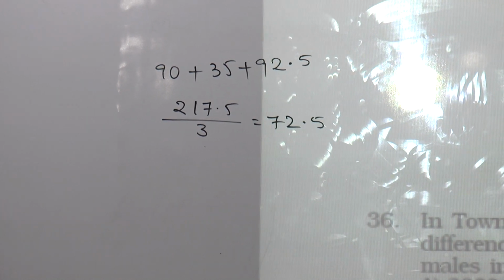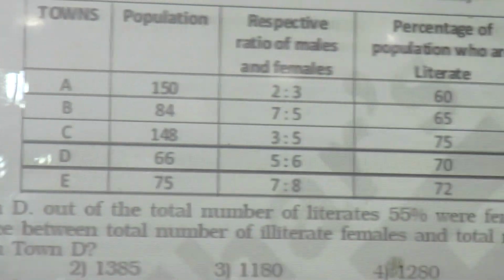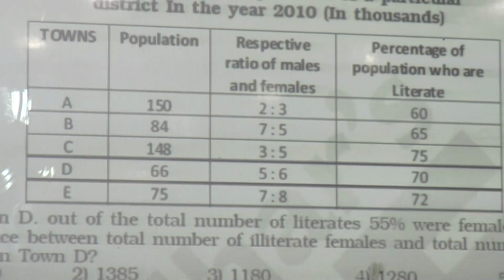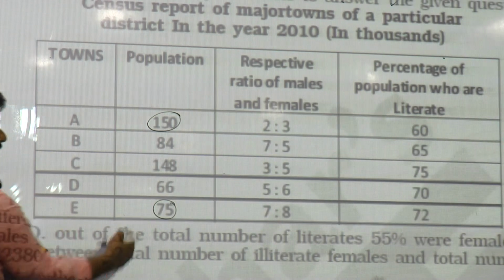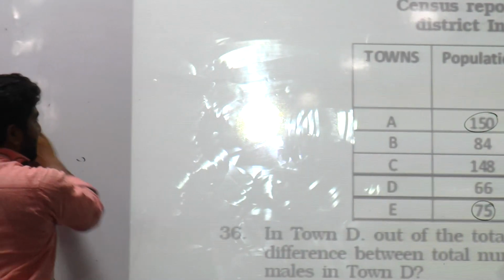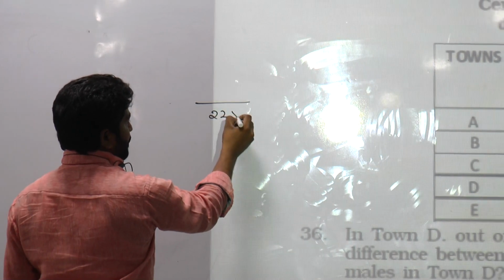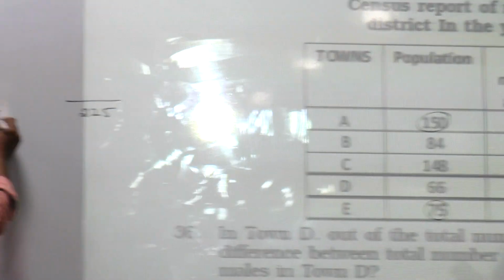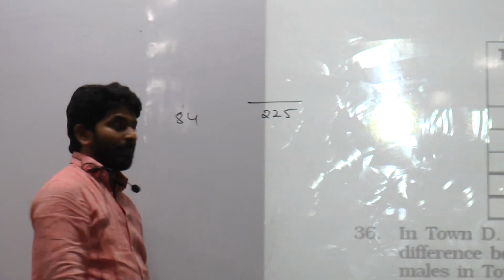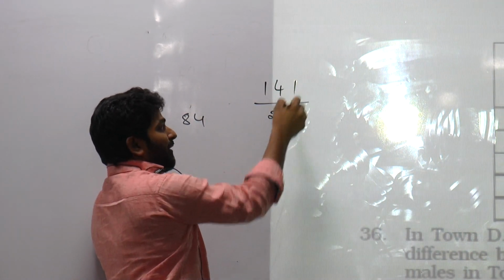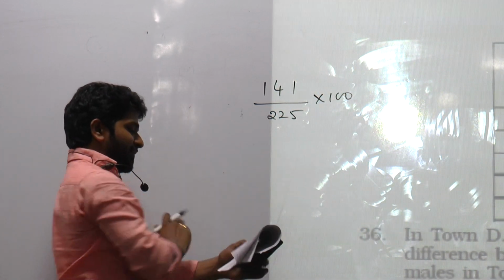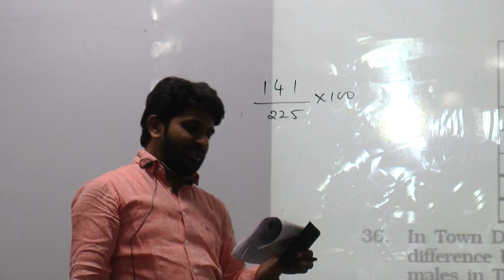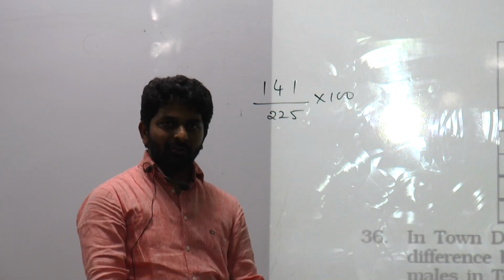Population of town B is what percent less than total population of town A and E together? B is what percent less than A and E together? A is 150, E is 75. Total 225. So A and E together is 225, and your question is about B. This is 84. 84 is how much less than 225? 141 less. And you're asked about percentage into 100. Look at your options first. 64, 62, 66. All are very close to each other, right?